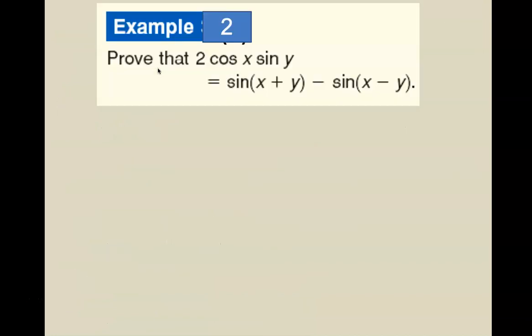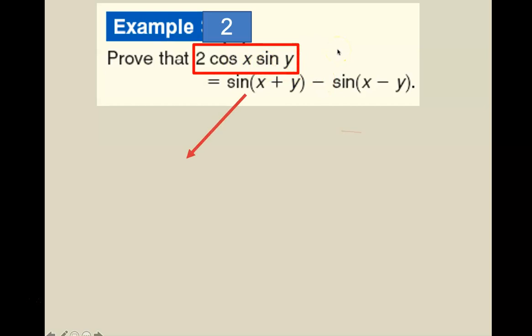Okay, let's do a little proof here. Example 2: I want to prove that 2 cosine x sine y is the same as sine of x plus y minus sine of x minus y. Now, again, remember we want to work on the ugly side, which definitely looks like this part right here, and I want to try and make it equal that thing that I've boxed there in red. Again, it's a lot easier to turn addition and subtraction into multiplication than the other way around.